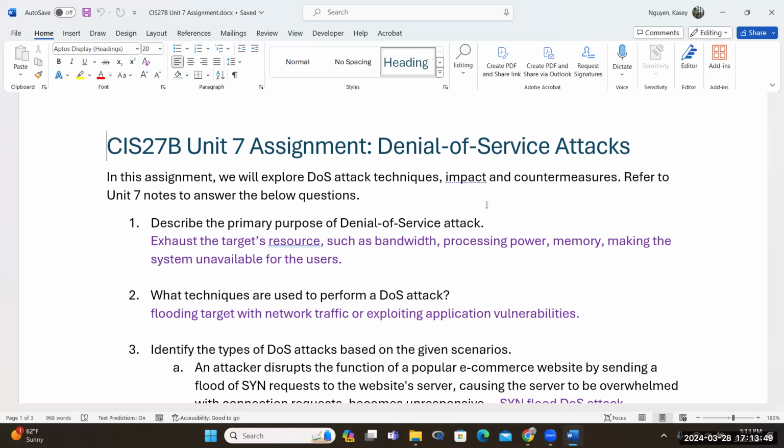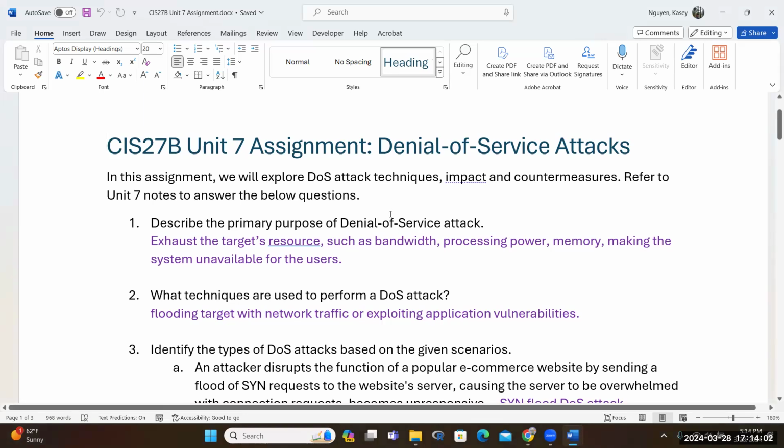So that means the server has to acknowledge that the client wants to communicate. So you can do a SYN flood, or you can do a SYN-ACK or TCP attack. Flooding the target is a very common technique. It's not the only technique, but it's probably the most used. Okay, so for question number 2, we can say using flooding.